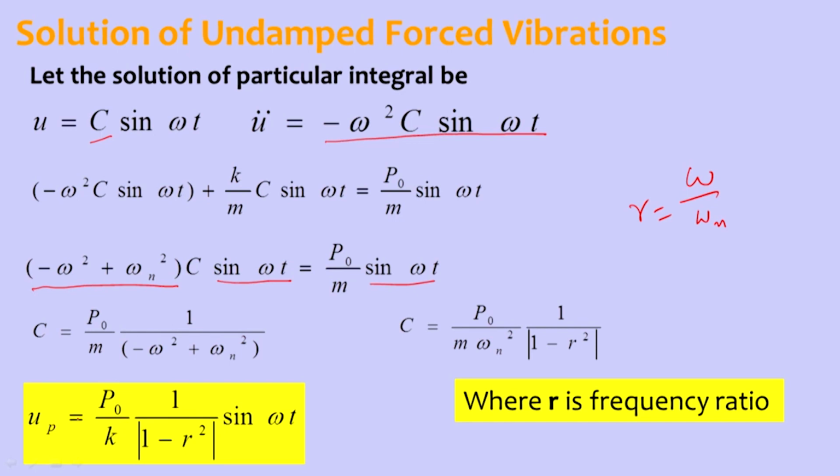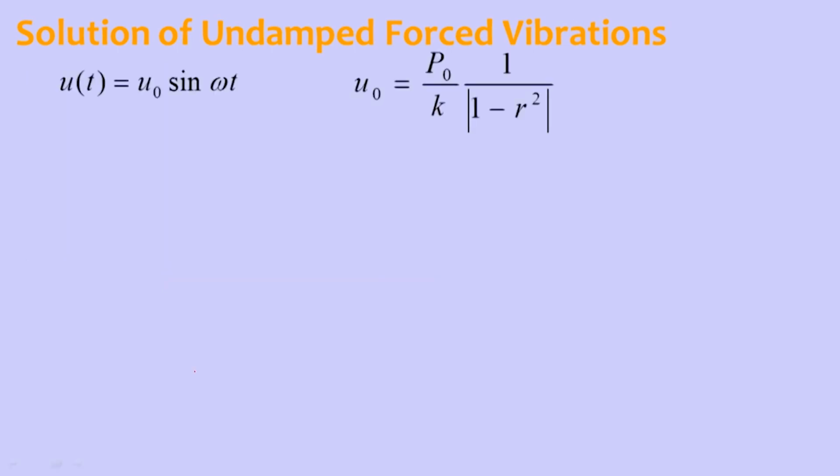So the particular integral u will be p naught by k. So c is derived as p naught by k times 1 by 1 minus r square, into sin omega t. So this is the particular integral. Now we need the full solution. So u of t is equal to u0 sin omega t. This u0 gives us the amplitude, and the sinusoidal part is sin omega t.